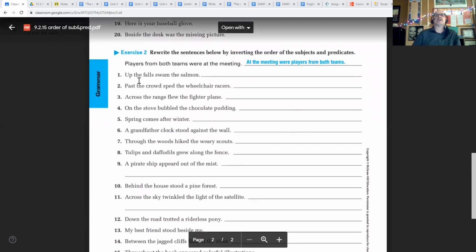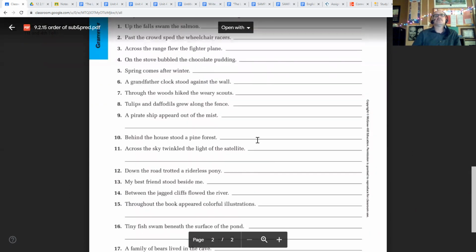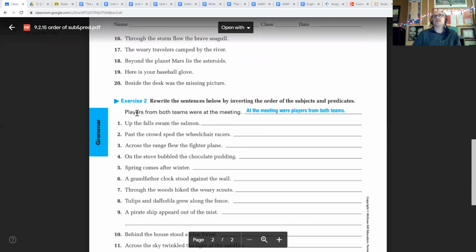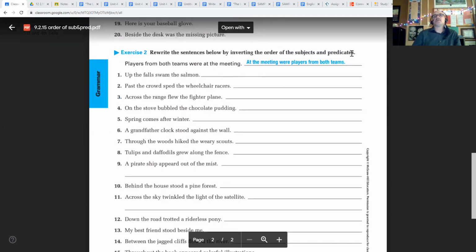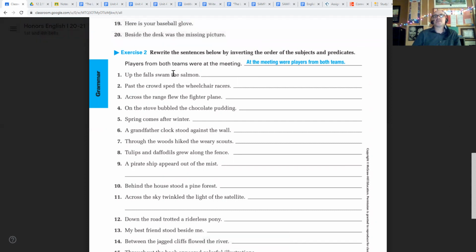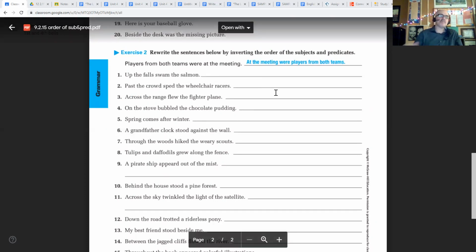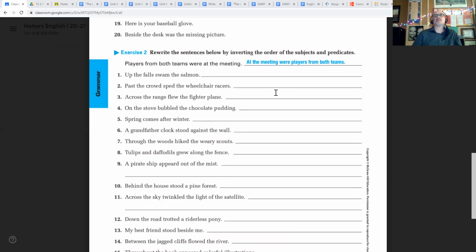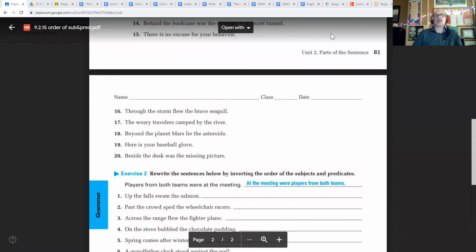Exercise 2, I'm actually going to write here. Let's just do 12 of these, okay? Rewrite the sentences below by inverting the order of the subjects and predicates. So, "Players from both teams were at the meeting." "At the meeting were players from both teams." "Up the falls swam the salmon" would become "The salmon swam up the falls," right? Did it for you there. See what you can do with that. Some of them you're making inverted, some of them you're taking an inverted sentence and you're putting it back in the regular subject-verb order. So it kind of shows you that variety and what that can do.